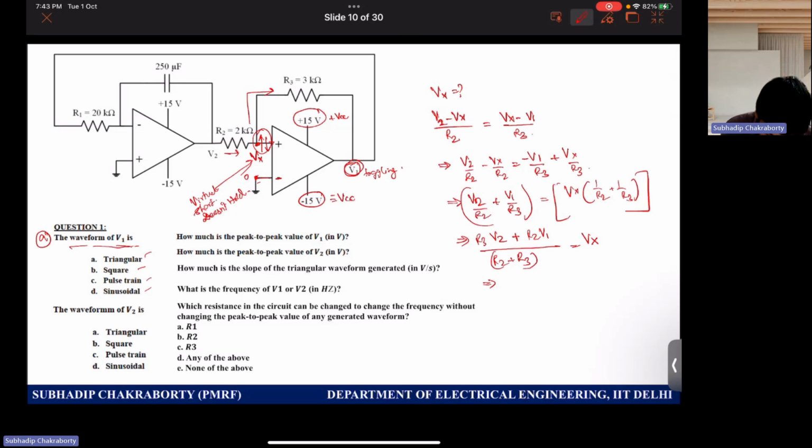So R3 is 3, so 3 V2 by (R2 plus R3), which is 5, plus, because kilo and kilo will cancel, right, R2 is 2, so 2 V1 divided by 5, is equal to Vx.